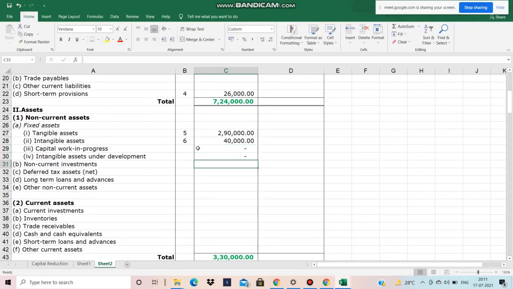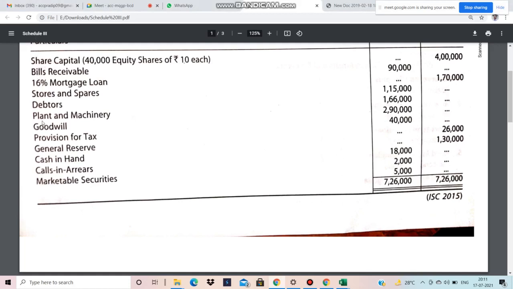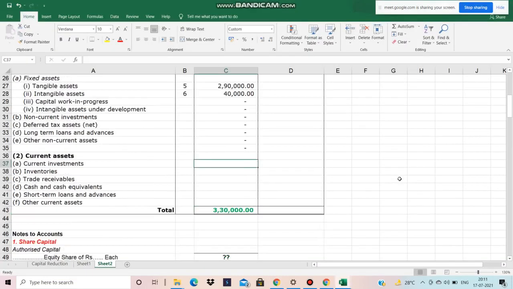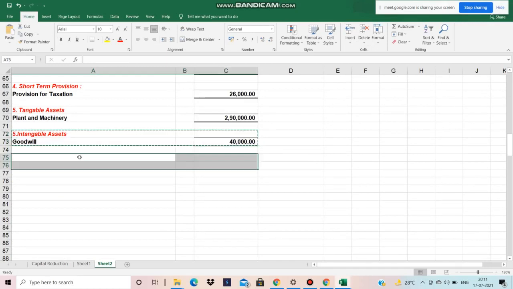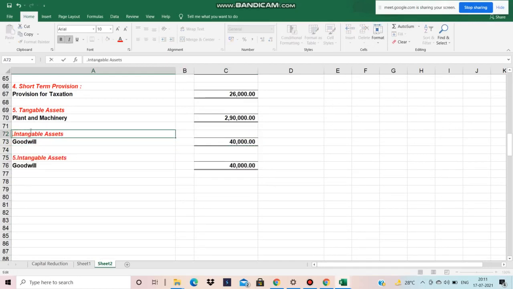There is no non-current investment. Nothing is there. These are extra. Now under the current assets, there is a current investment under the marketable security. It will be known as current investment. Okay. So note number 7 you have to write, and this is 6, this is 7.